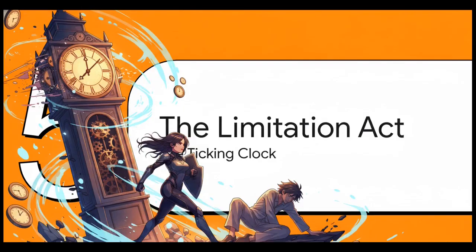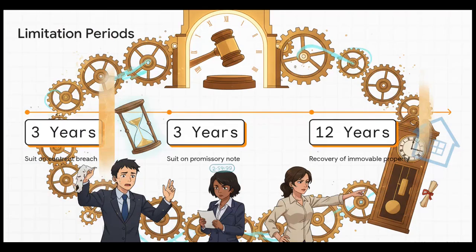Finally, Phase 5, the clock, meaning the Limitation Act. The governing maxim here is vigilantibus non dormientibus, jura subvenient. Simply put, the law assists the vigilant, not those who sleep on their rights. If you suffer a breach of contract or someone defaults on a promissory note, you have exactly 3 years to file a suit. If you're dispossessed of immovable property, you have 12 years.